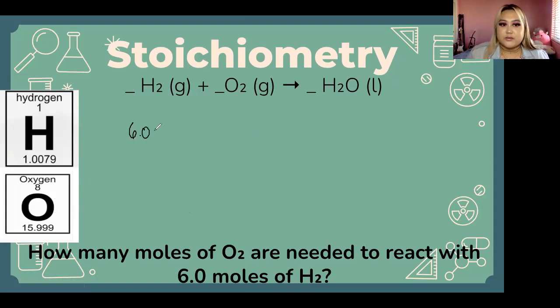So we have 6 moles of H2. Do you see anything that we have to do first before we do anything? You have to balance the equation. Okay, so before we do that, H and O. For the reactant side, we have how many? 2. And then oxygen, 2. And then this side.